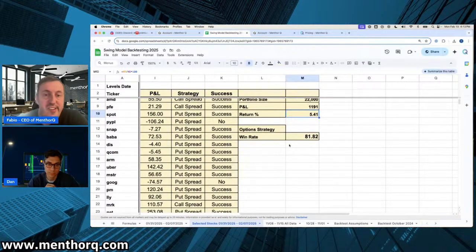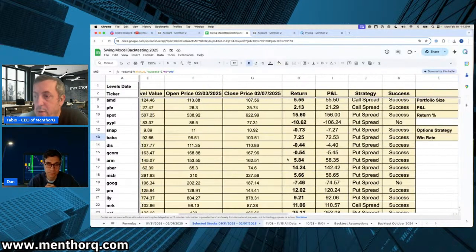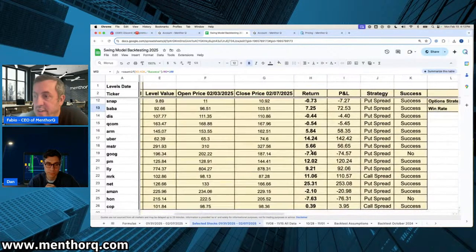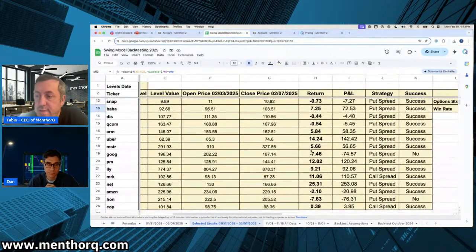If we played the same basket using options, in this case credit spreads, our success rate would have been 81.82%. Using exactly the same approach, no risk management, no filtering, just using this approach and this data. Very, very simple.